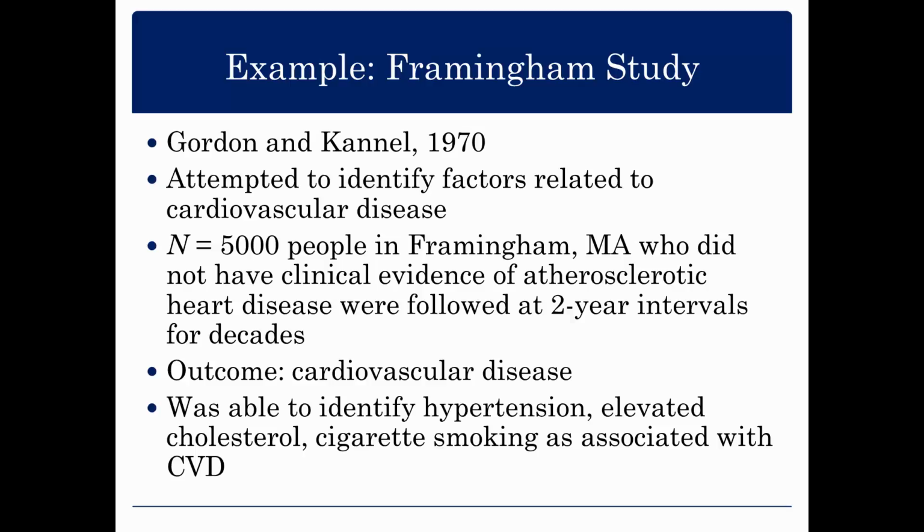And they were able to identify from this study hypertension, elevated cholesterol, and cigarette smoking as being associated with the eventual development of cardiovascular disease. Again, observational, and there could have been other factors at play here that were either not identified or maybe potentially identified incorrectly because they were confounded with some other behavior or risk factor. But this is one very common example of that cohort study.